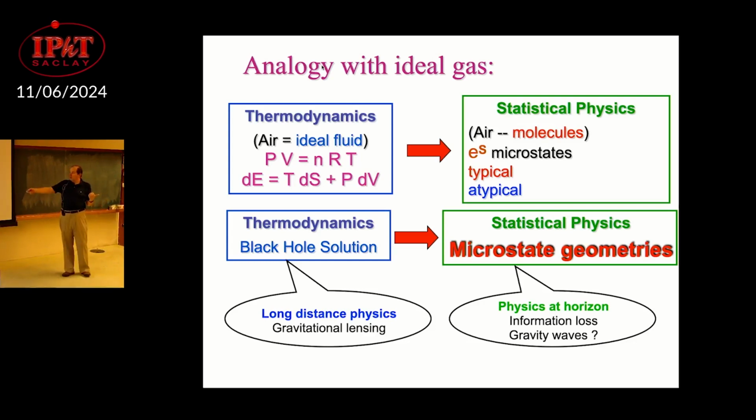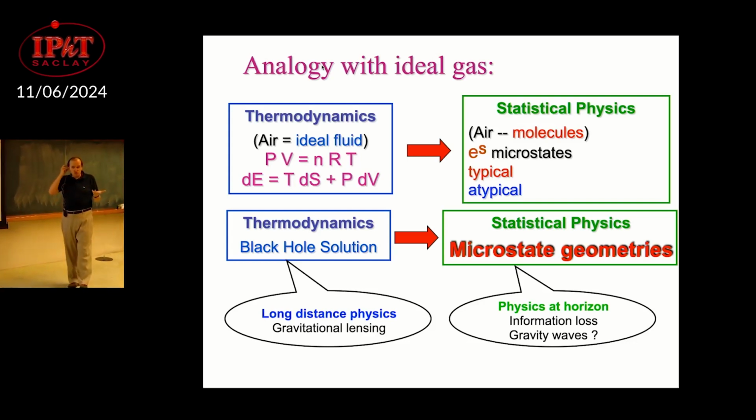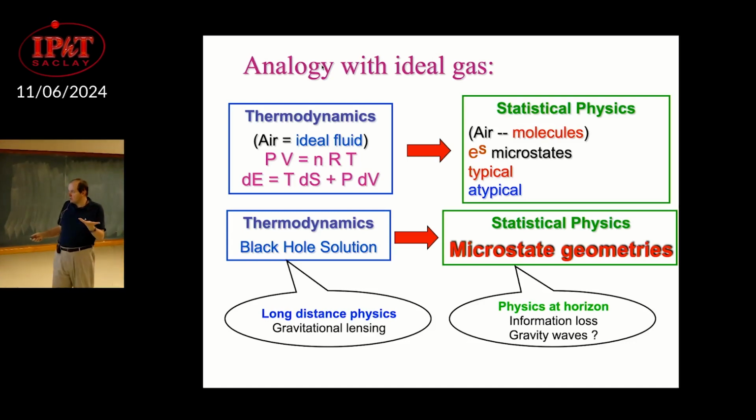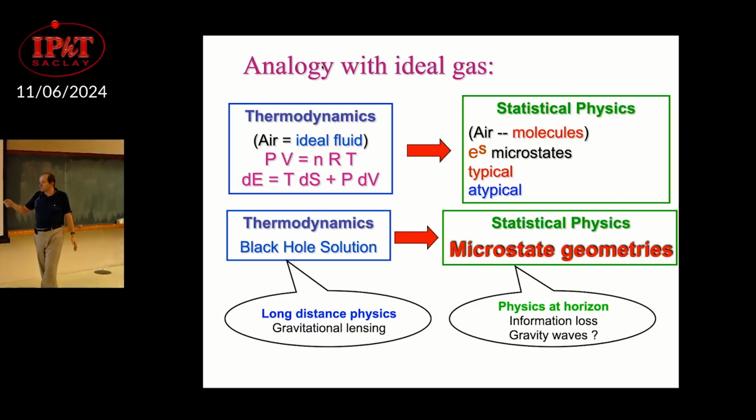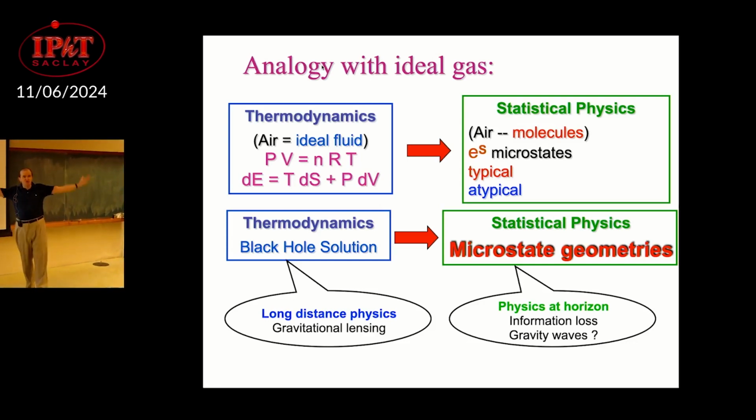You can get the entropy without having any idea that the air is made of molecules. You can get a lot of information. You can fly airplanes without knowing that the air is made of molecules. But if you want to do, for example, shot noise and other phenomena which need molecules, you need to know that the air is made of molecules. So if you want to do physics at the horizon, you basically need to use this description. You cannot use this one. This is the generic framework.